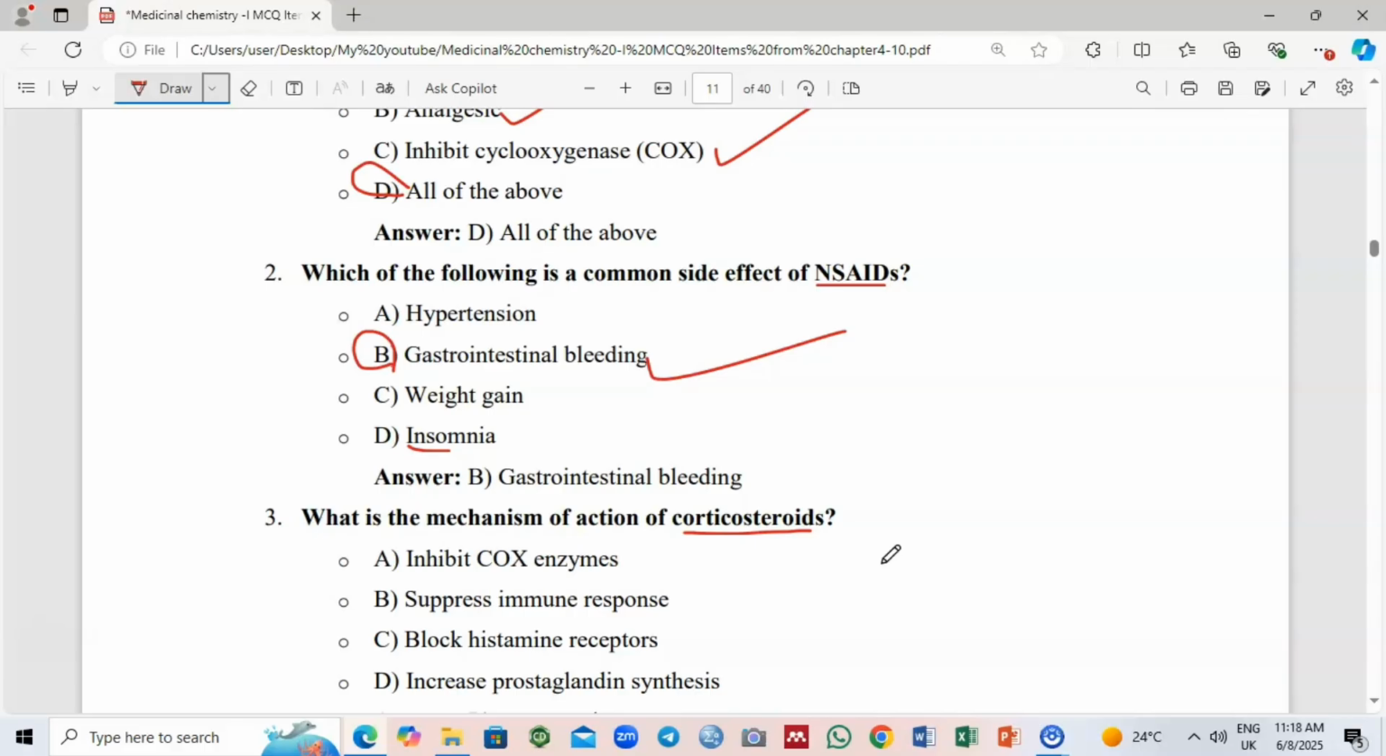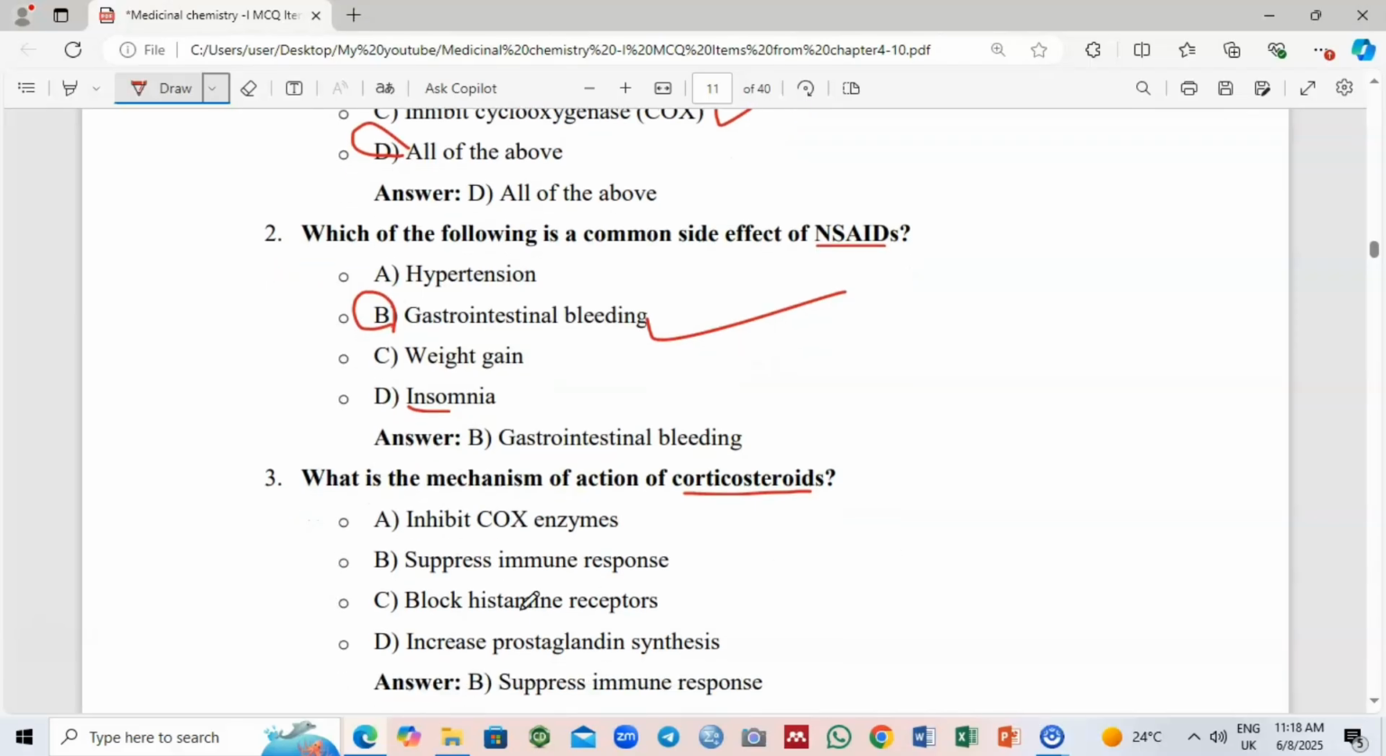As you know, corticosteroids mainly include glucocorticosteroids and mineralocorticosteroids, and their mechanism of action is highly associated with anti-inflammatory and metabolic effects, which are linked with immune suppression. Therefore, this is linked with B, suppress immune response. They are used for suppression of immune responses in conditions such as rheumatoid arthritis, lupus, and multiple sclerosis. So this is the correct answer.